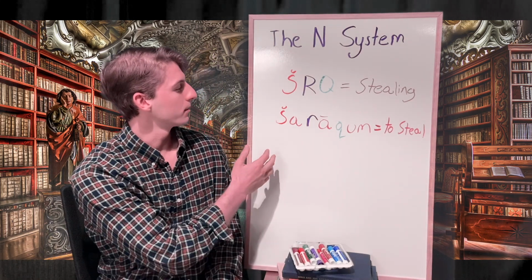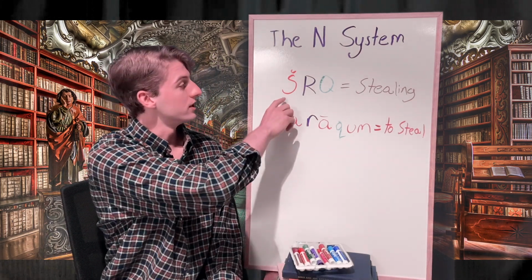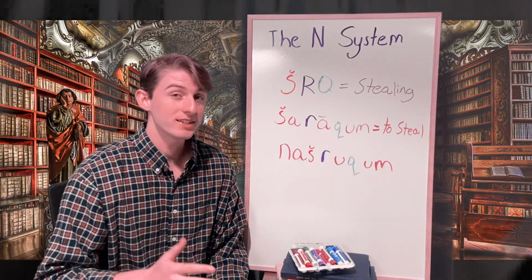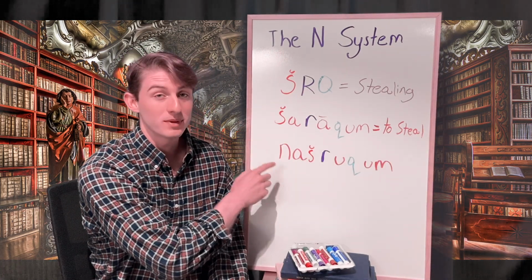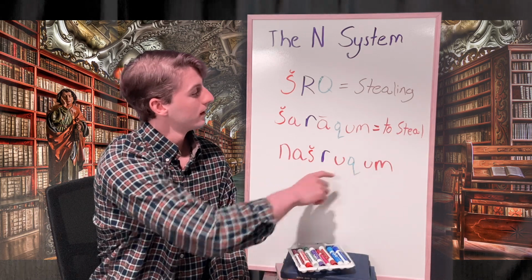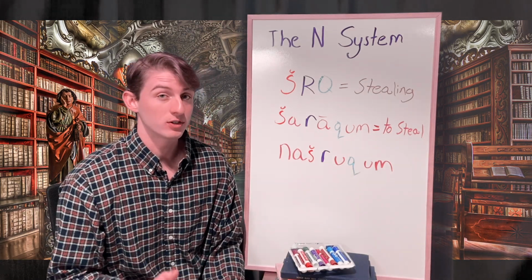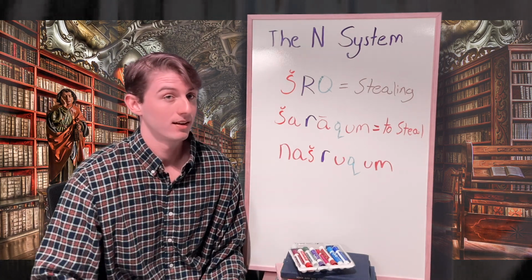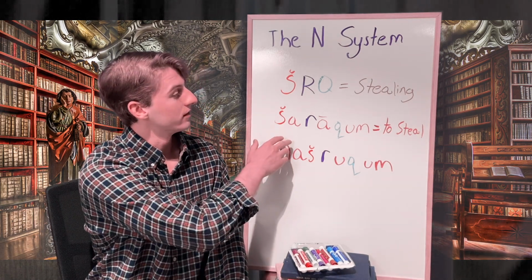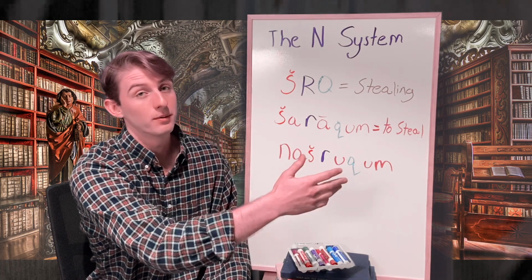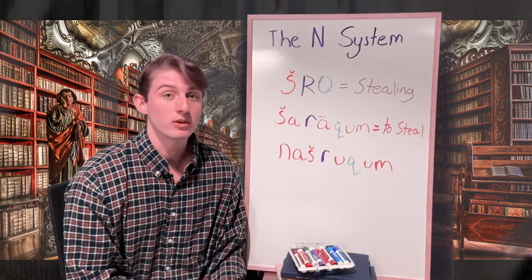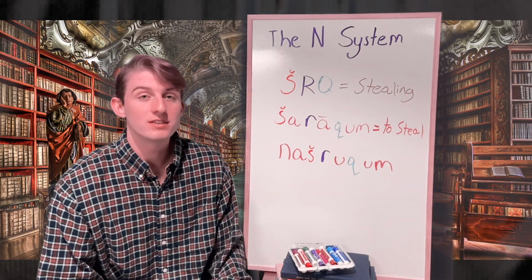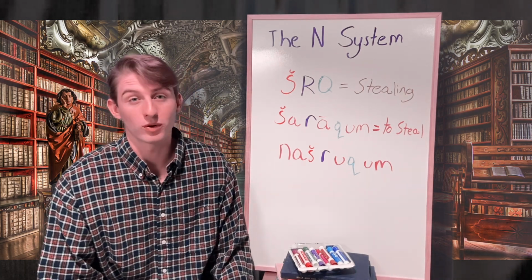And we get this meaning based off the pattern in which these three root letters, which carry the meaning of stealing, are arranged. So here you can see our N system infinitive, nashrukum. As you can see, the exact same root letters are used, but in a different pattern, which is going to give us a different meaning. So where the G system infinitive is going to mean to steal, the N system infinitive is going to mean to become stolen. That's because the N system gives the word a passive or an ingressive meaning.